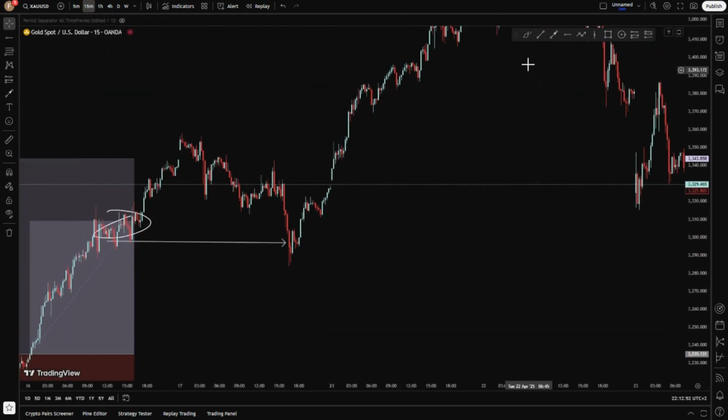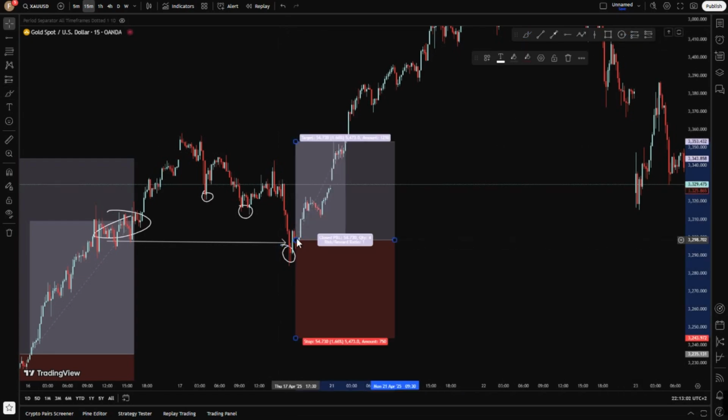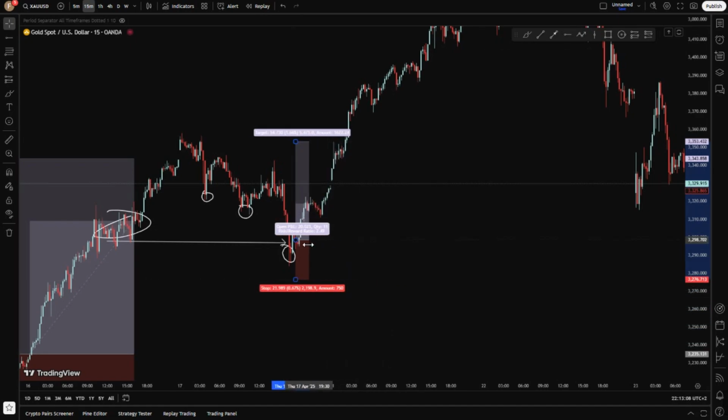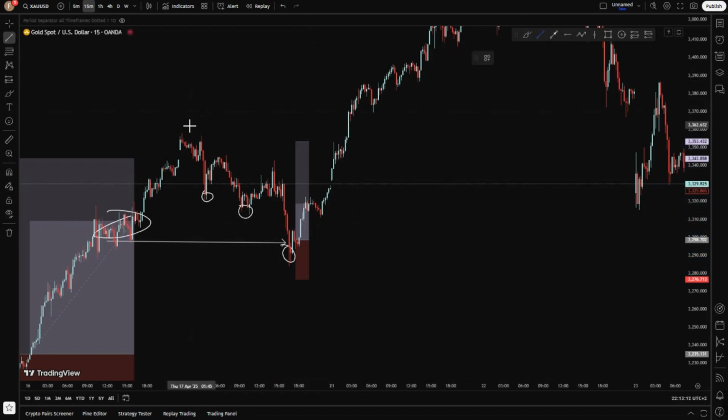On the 15-minute, we can now easily connect the dots. We've got all 3 touches lining up perfectly. At this point, we can go for a risk entry right after the third touch. Or, especially if you're a beginner, you can wait for the breakout and take the reduced risk entry, which is often safer.